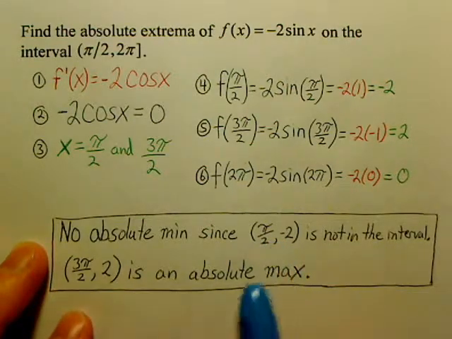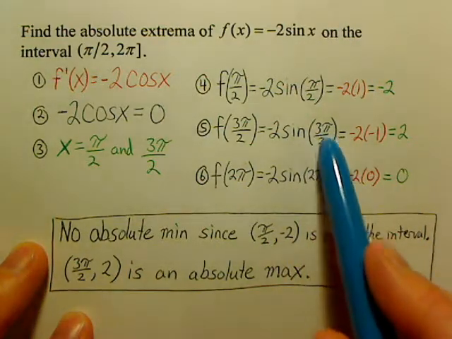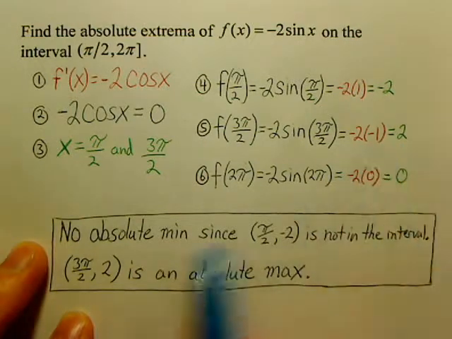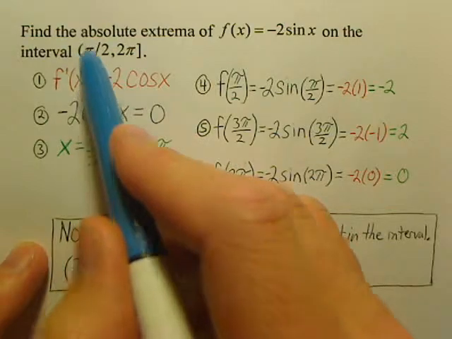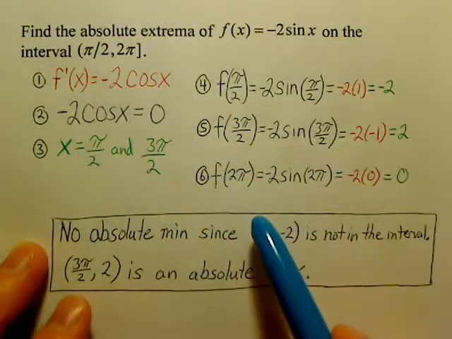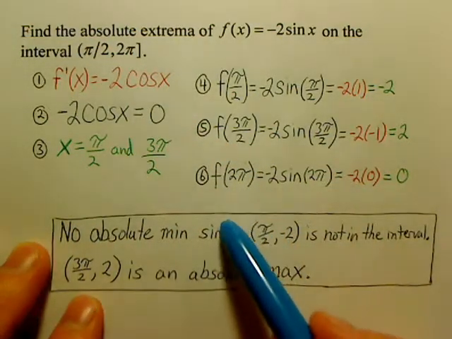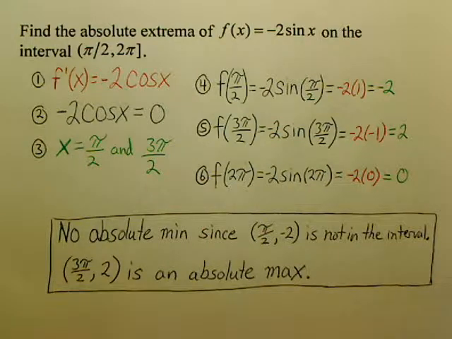No absolute min, but there is an absolute max at 3 pi over 2, 2. That's the absolute max. So be careful about that. On open intervals or situations where critical numbers, you want to check them all, even if they don't exist. You just got to be careful to check them, edges and critical numbers, and then say if there's an absolute max or min, because sometimes there isn't even one, even though it looks like there is. So just be careful of that.